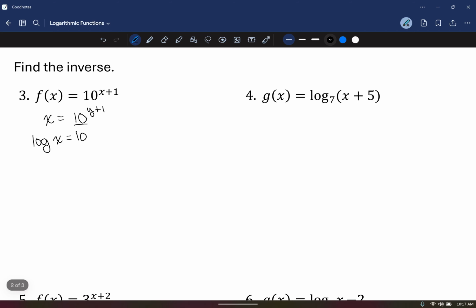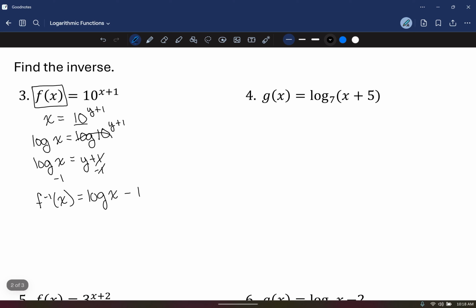Now remember, when we have a log with a base of 10, we don't write the 10 down there. We're just understanding that it's there. So this log with a base of 10 is going to cancel, leaving me with y plus 1 is equal to log x. Then all I have to do is subtract 1. Y is by itself now, so I'm going to take that f of x up here, do the inverse notation. F inverse of x is equal to log x minus 1.